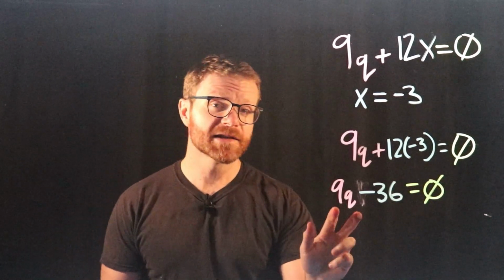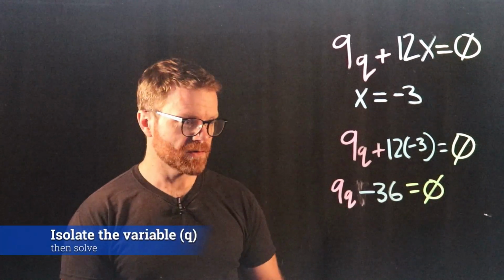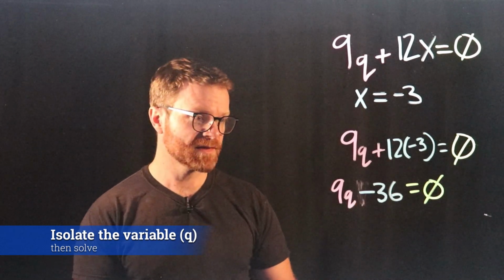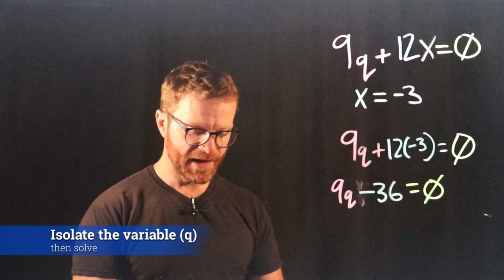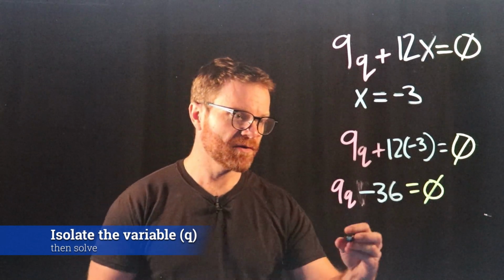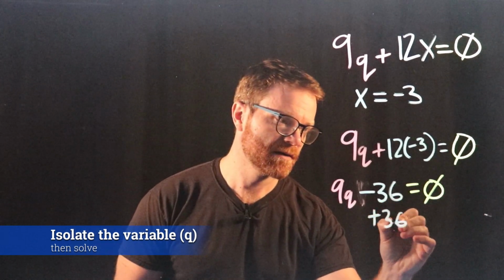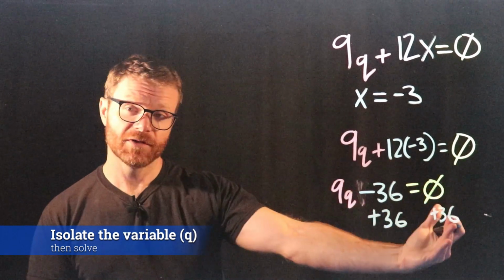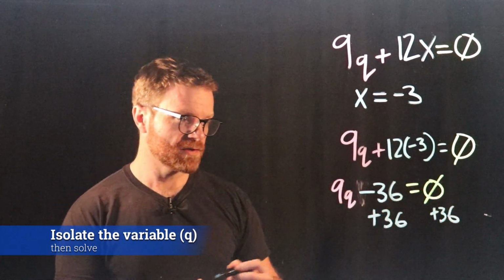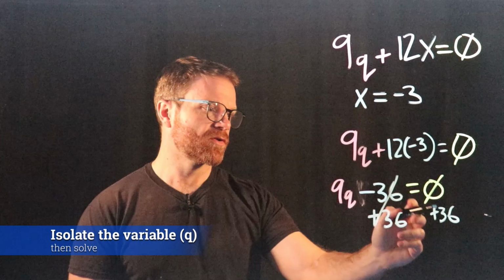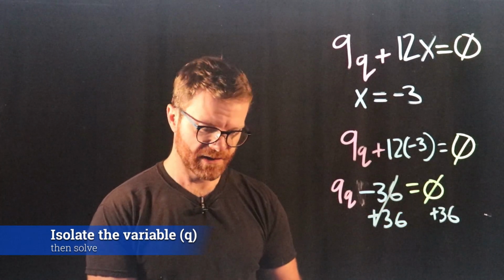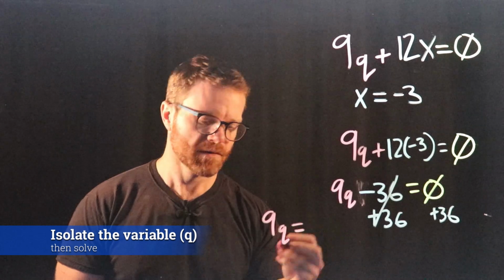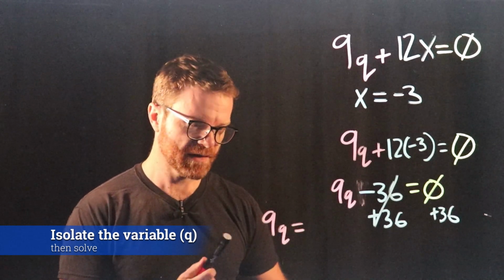Okay, let's isolate the variable. Let's isolate q so it's all by itself. In order to do that, we're going to have to get rid of this -36, and we can do that by adding 36. So let's add 36 to both sides. Remember, whatever you do to one side of an equation, you have to do that same thing to the other side of the equation. These are going to cancel. 0 plus 36 is just 36, so we're left with 9q equals 36.